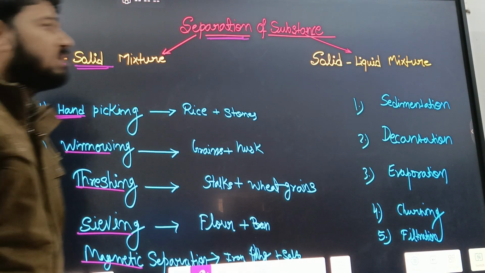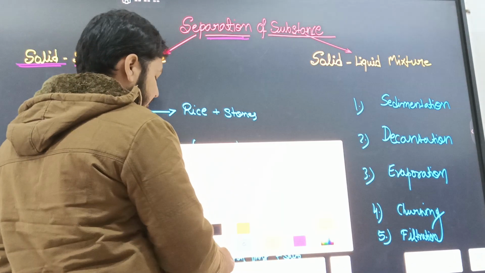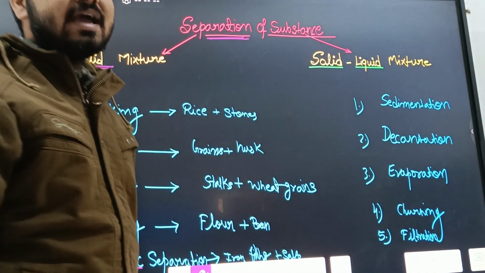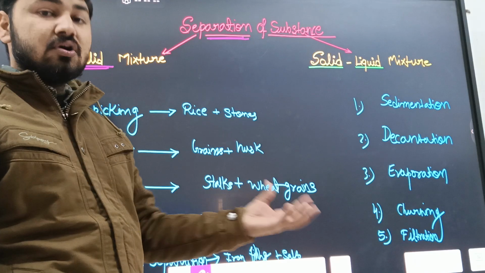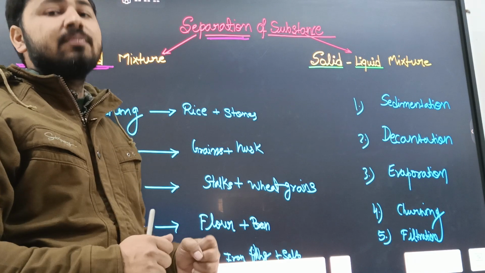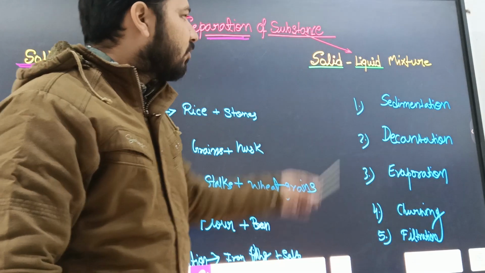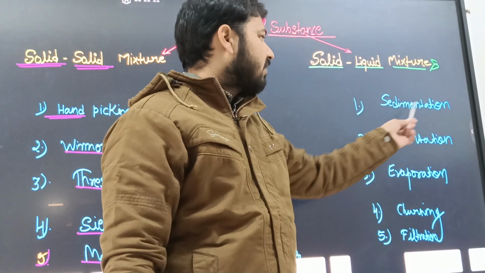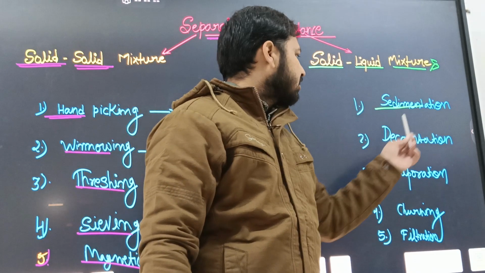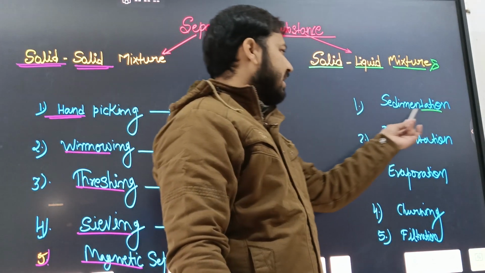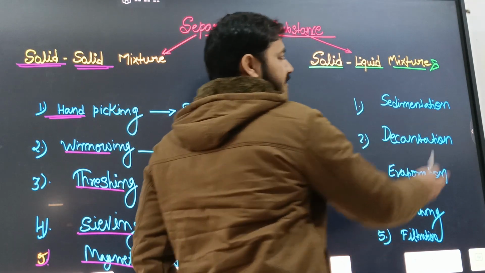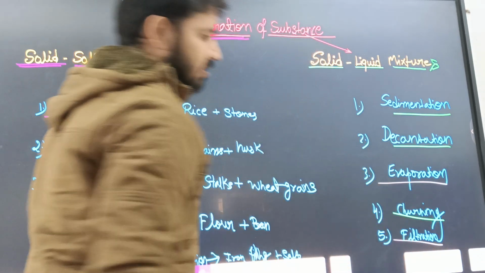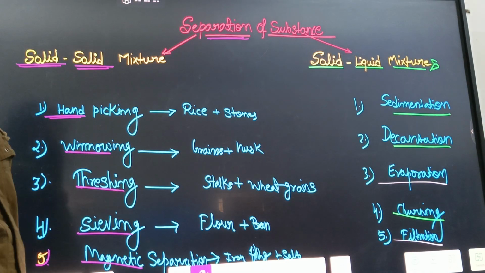Class, if we have a mixture of solid and liquid, that means one substance is solid and another substance is liquid, then we can separate these types of mixtures by processes like sedimentation, decantation, evaporation, churning, and filtration. We'll discuss all these in the next slide.